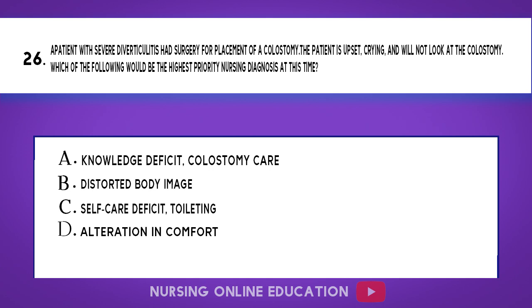26. A patient with severe diverticulitis had surgery for placement of a colostomy. The patient is upset, crying, and will not look at the colostomy. Which of the following would be the highest priority nursing diagnosis at this time? A. Knowledge deficit, colostomy care. B. Distorted body image. C. Self-care deficit, toileting. D. Alteration in comfort. The answer is option B, distorted body image.